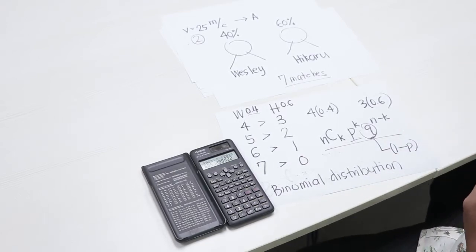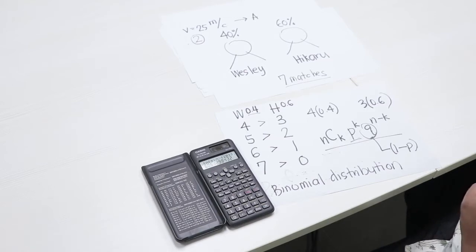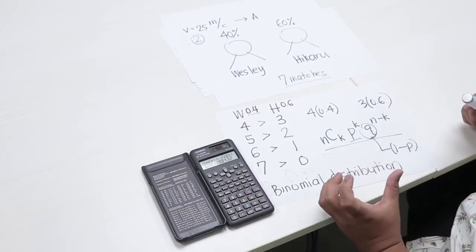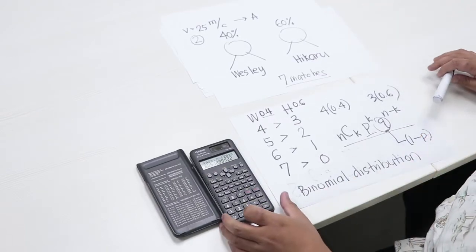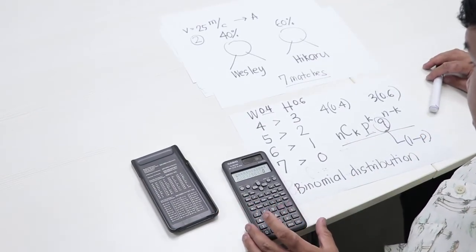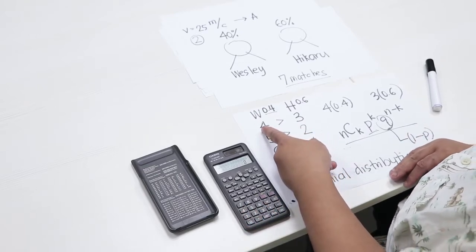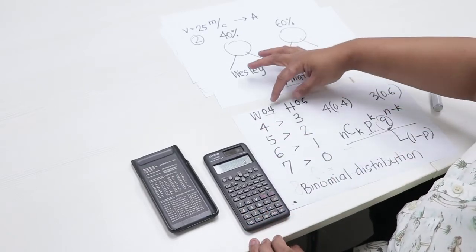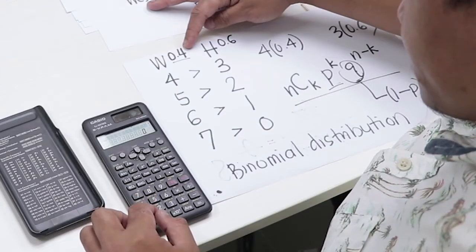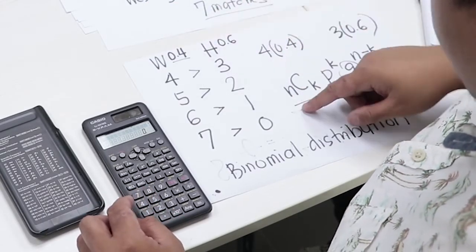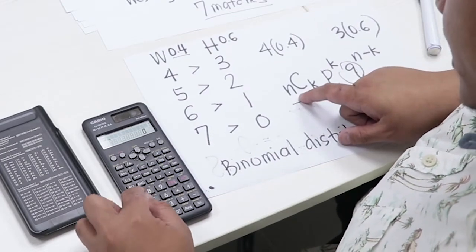Now, how do we apply this binomial distribution? First, let's write it on the calculator. For Wesley, he wins 4 matches with the probability of 0.4. We have n, so we have 7 matches in all.